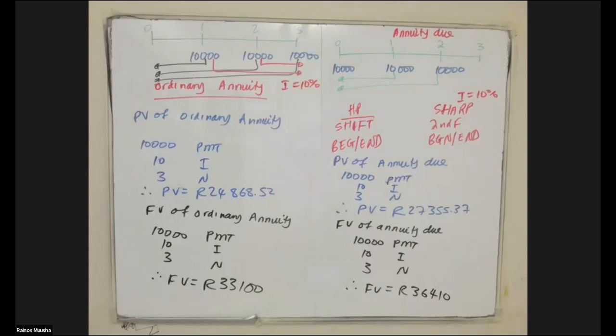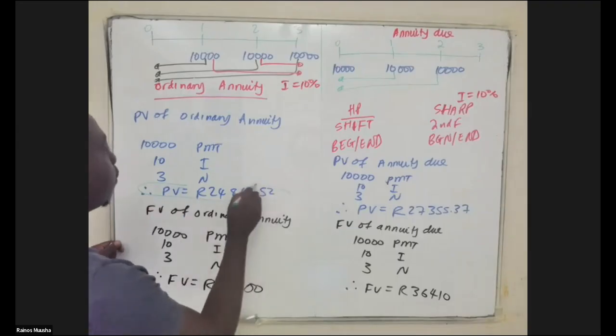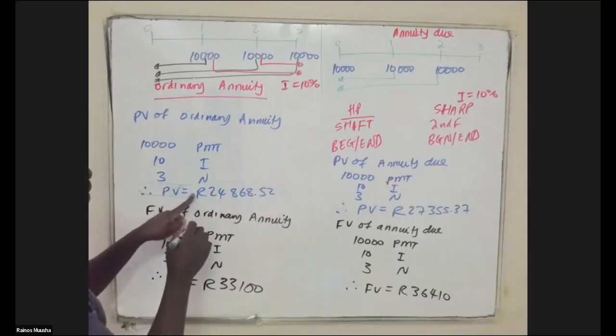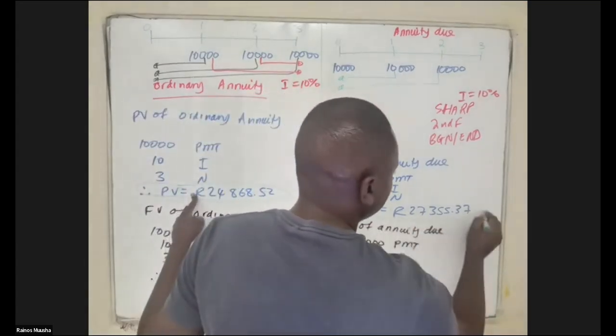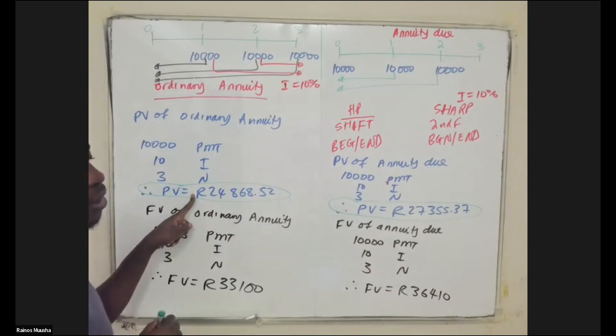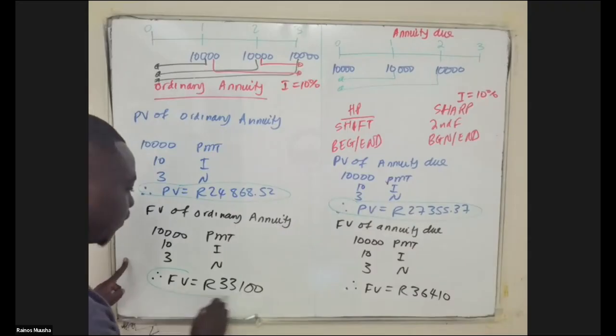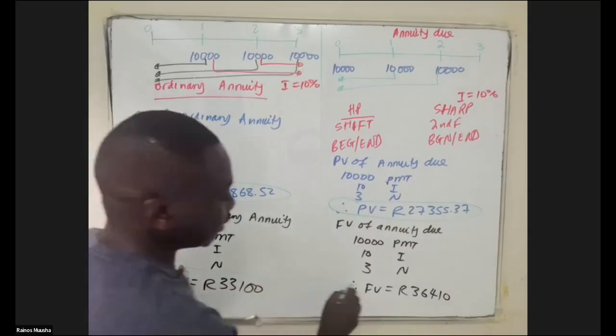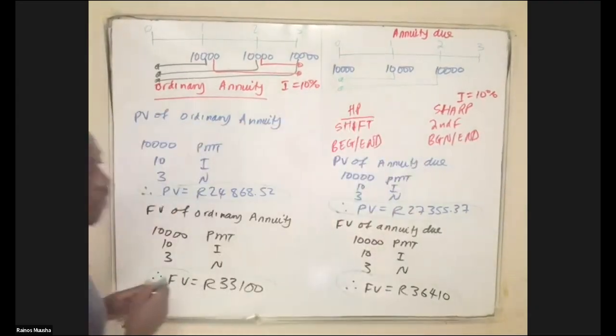Are we on the same page? Any questions? Anyone lost? Now, there is this vital relationship we need to understand. Do you see that the present value of an ordinary annuity is less than the present value of an annuity due? And the future value of an ordinary annuity is less than the future value of an annuity due.